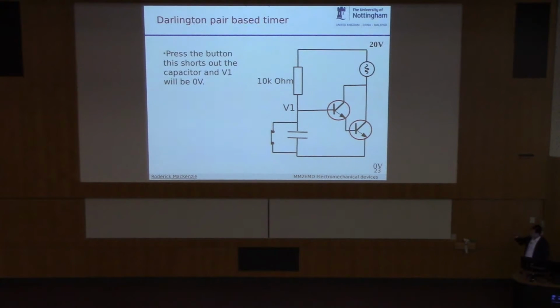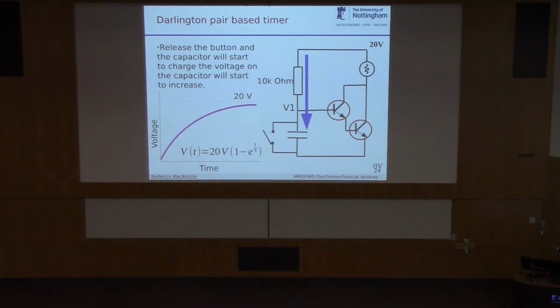So you push the switch, so you put your finger on the switch, and what this does is it shorts out the capacitor and discharges the capacitor. And it brings this point V1 right down to 0 volts. So the transistor's off, okay? You've shorted out the charge in the capacitor, no charge in the capacitor, transistor's off. Then charge flows through this resistor into the capacitor, okay? So the voltage on the capacitor builds up and builds up. And after a time, it'll reach 20 volts, okay?